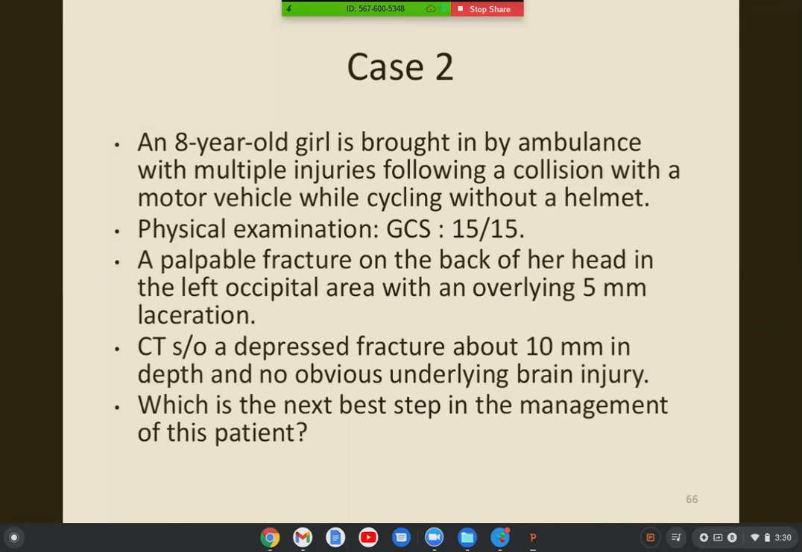Now going to case 2. An 8-year-old is brought by ambulance with multiple injuries following a collision with a motor vehicle while cycling without a helmet. Physical examination: GCS is 15 out of 15, with a palpable fracture on the back of her head in the left occipital area with an overlying 5 mm laceration. CT was done. It was suggestive of a depressed fracture, about 10 mm in depth, and no obvious underlying brain injury. What should be our ideal best step in management of this patient?